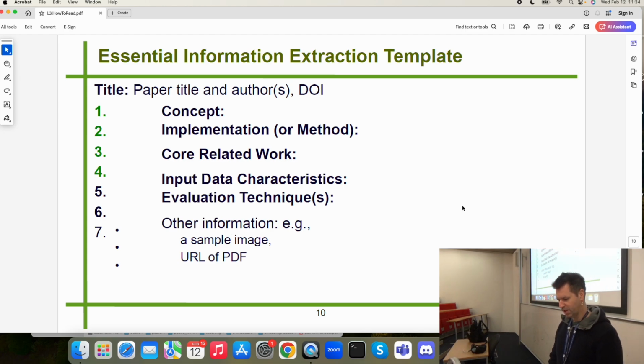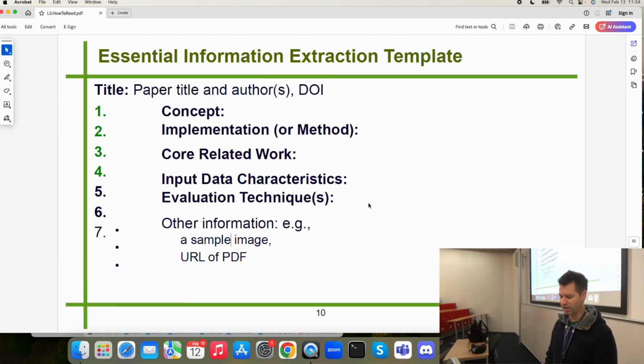So in your template, you have a concept, which is usually 1 to 2 sentences. You have an implementation or method that's also usually maybe 2 or 3 sentences. You have a core related work, that's 1 or 2 sentences. You have input data characteristics. Right? It doesn't even have to be sentences, that one. We also have evaluation techniques, which we're going to talk about.